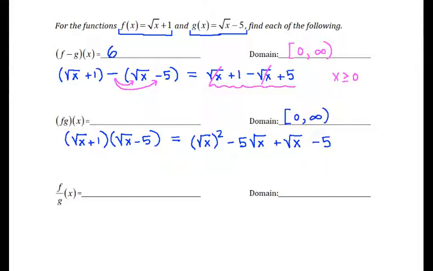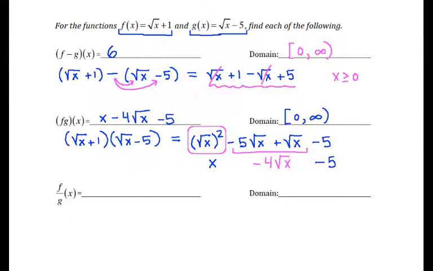This square root of x squared term at the front simplifies to just x. We've already taken care of the fact that it's got to be greater than or equal to 0 based on the domain. So this becomes just x. These two terms combine to give me minus 4 times the square root of x. And this last term, minus 5, stays as it is. So my result will be x minus 4 times the square root of x minus 5.